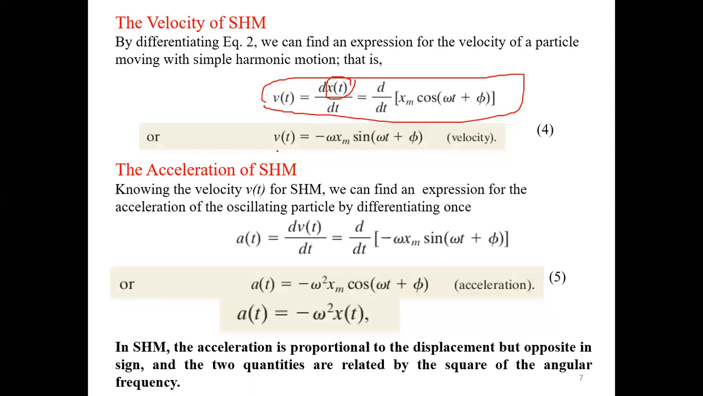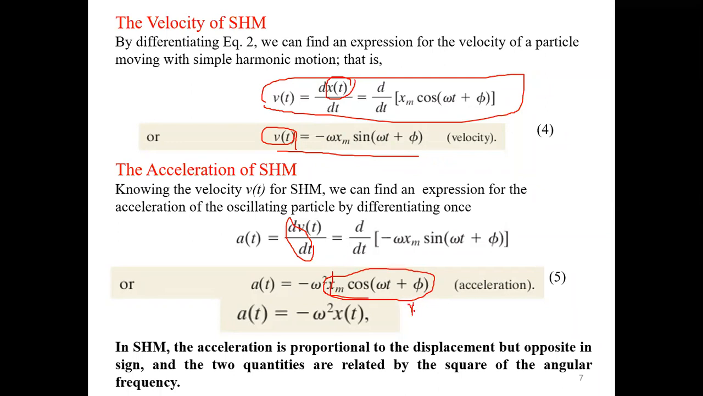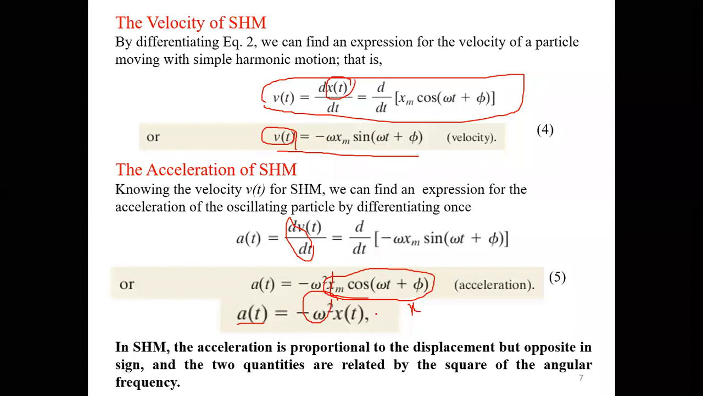And to find the acceleration, we will differentiate velocity again with respect to time. If we do that, another omega will come and it will be minus omega square x_m cos(omega t plus phi). However, you see this term is actually x. That means if we differentiate again, we get the acceleration, and acceleration is minus omega square times the displacement. So that's the beauty of simple harmonic motion.